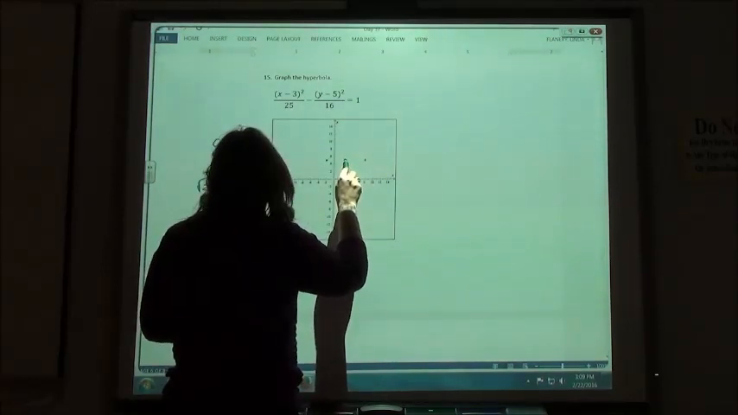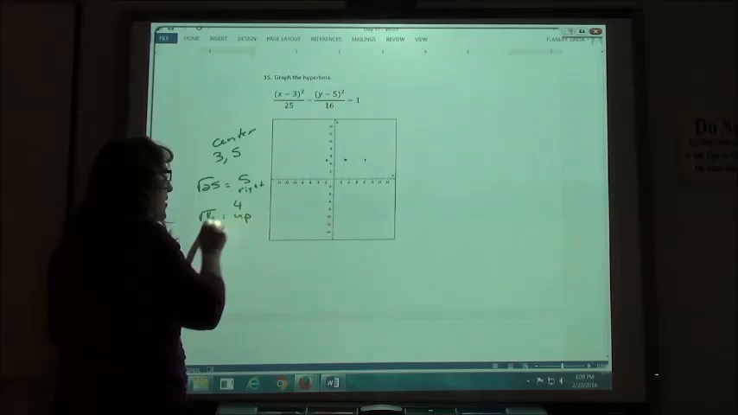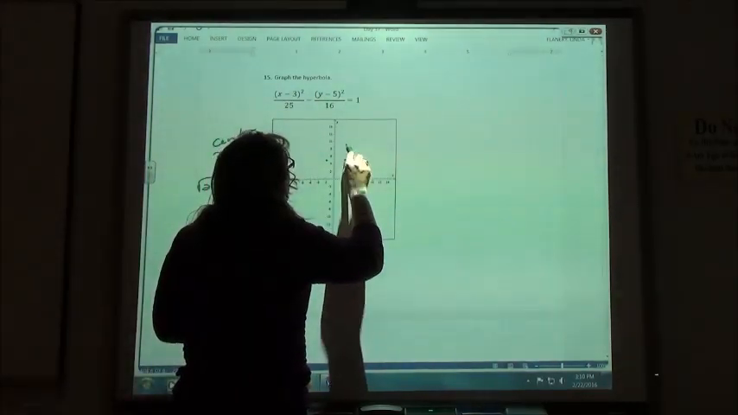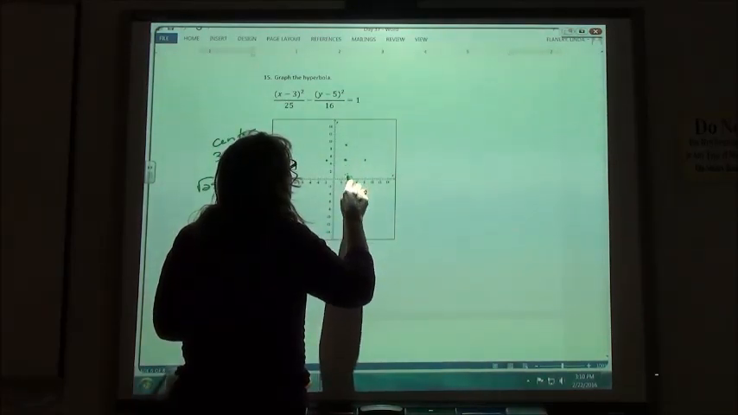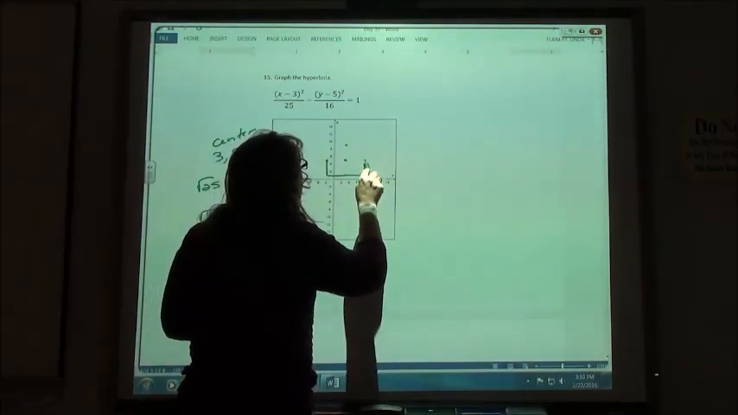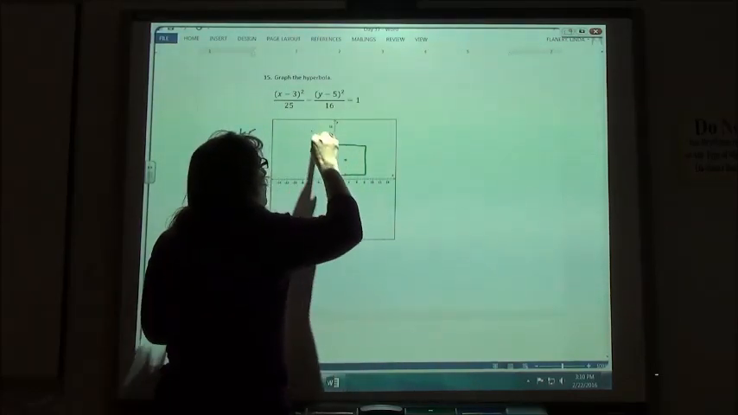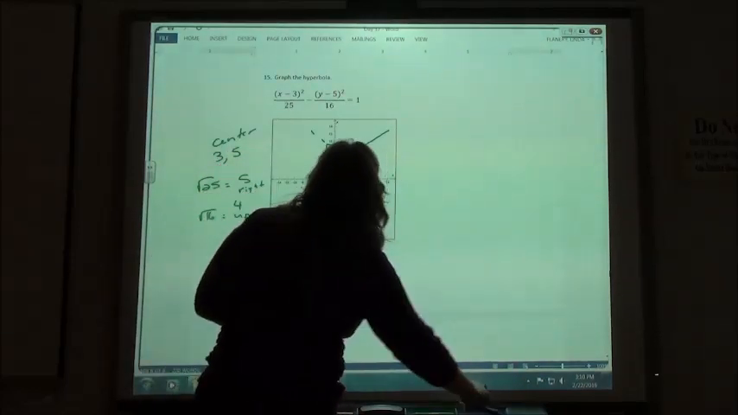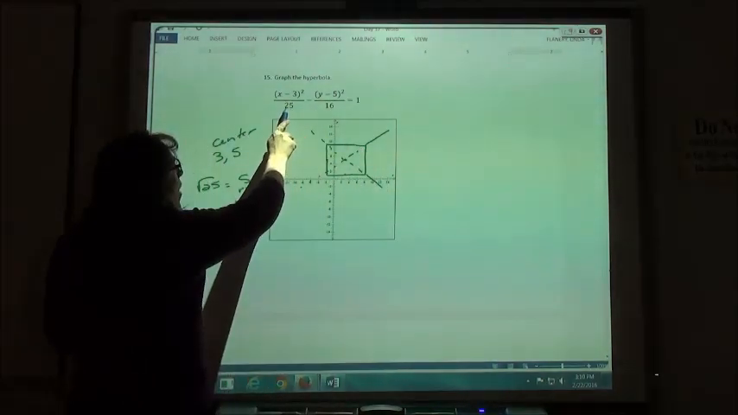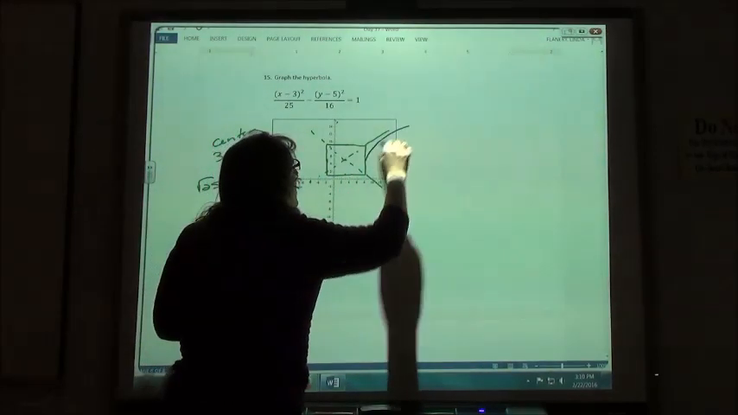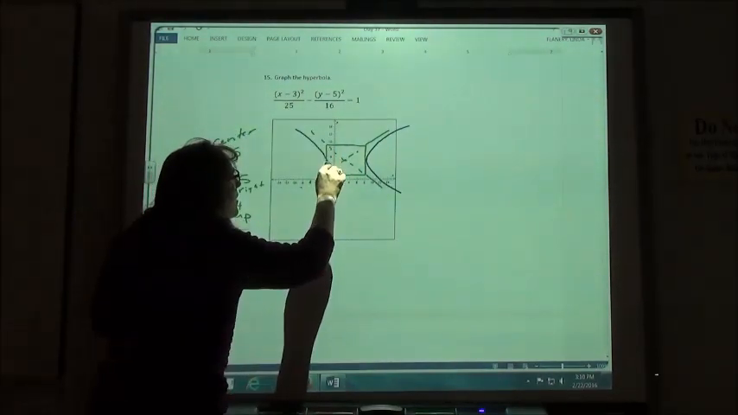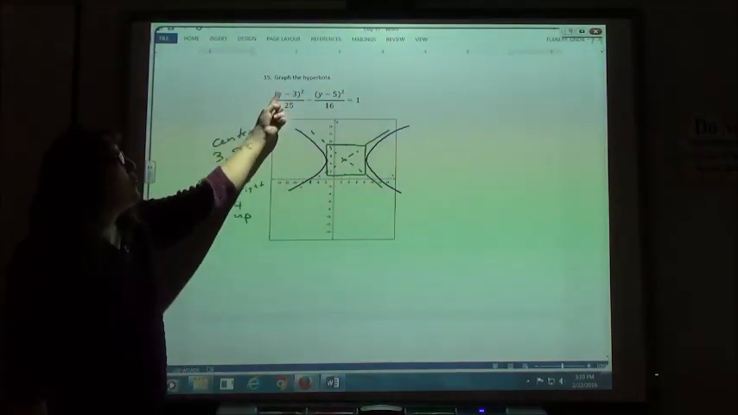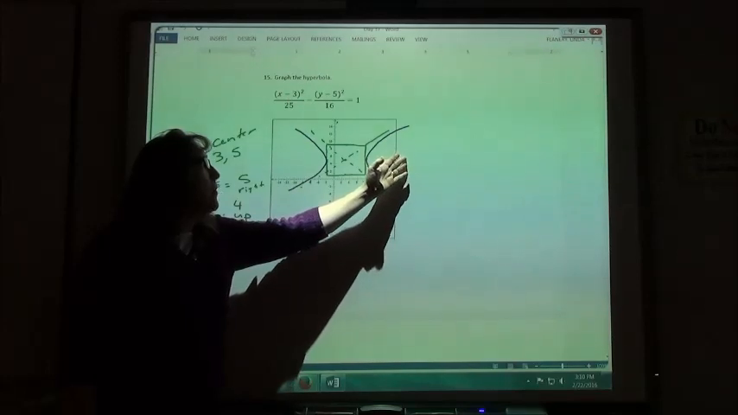And 4 up. The square root of 16 is 4. I didn't even write that. 4 up: 1, 2, 3, 4. 1, 2, 3, 4. That is going to draw a rectangle on Alex with the diagonals through the center. Since I did the right direction first, my hyperbola should open up to the left and to the right. So if the x squared is positive, my hyperbola opens up left and right.